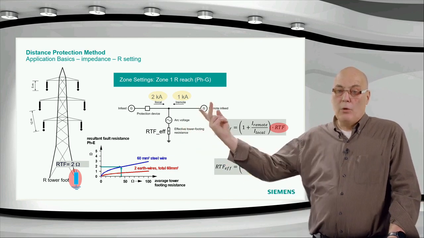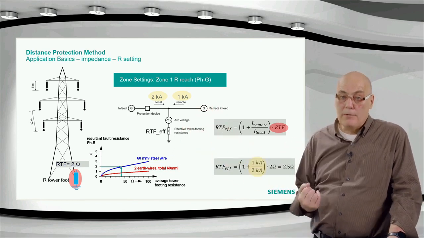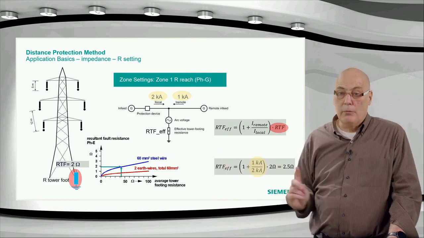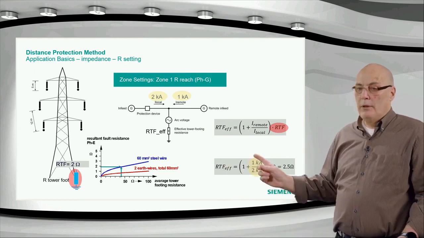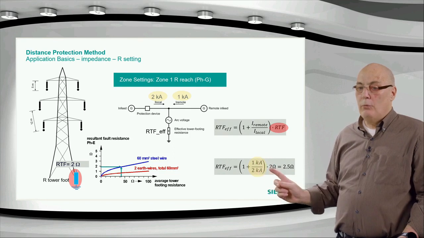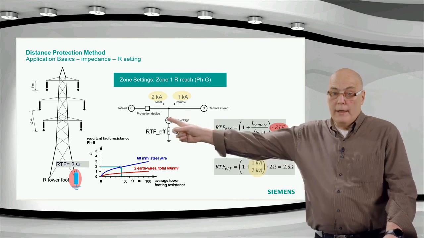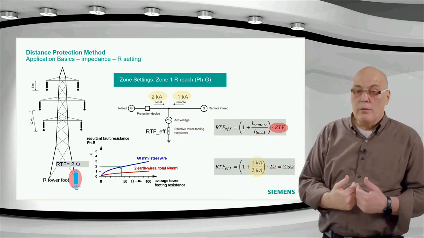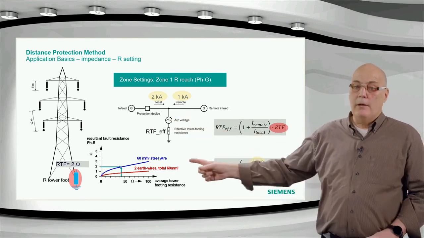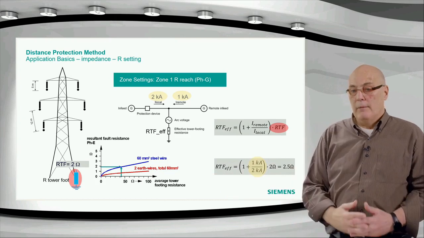If this was swapped around, so that we were 1 kiloamp from the relay side and 2 kiloamps from the remote side, this ratio would be the other way around, would be 2, then we would be seeing 2 times that, we would be seeing 4 ohms. So you can see the weak infeed is more negatively affected by the tower footing resistance than the strong infeed. There's something we must remember.